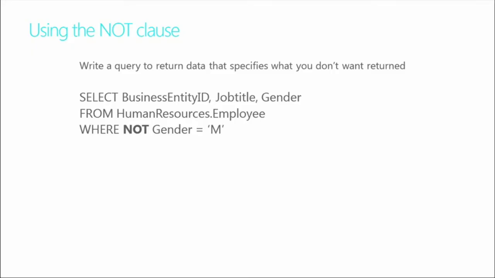It's kind of weird when you say it, where not gender equal M. So when I run that, I should only see gender equal F, because I'm telling it I don't want to see gender equal M's. Now I could have expanded on this. I could have said where not gender equal M and title equal design engineer, or something like that. So again, I can expand on some of these commands more than what we're showing here.